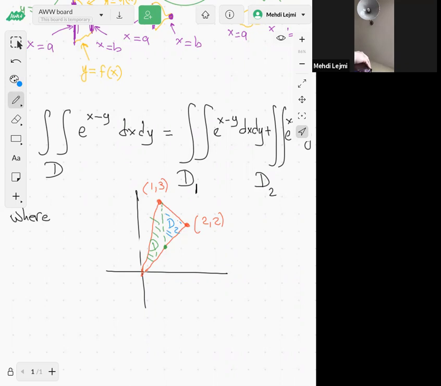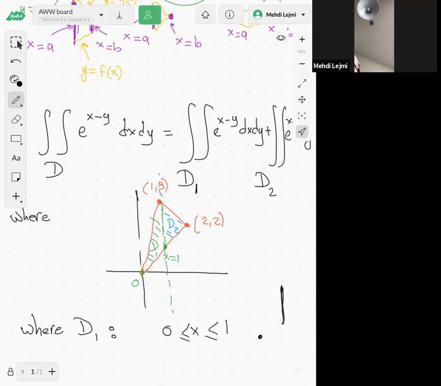Okay, so for D1, this is x equal to 1 here. This line here, right? This is the line x equal to 1. So this is (0,0), of course. So D1 can be described, and you can start with x if you want. x would be between these two constants, 0 and 1, right? You have this 0 here, and this is x equal to 1, right?